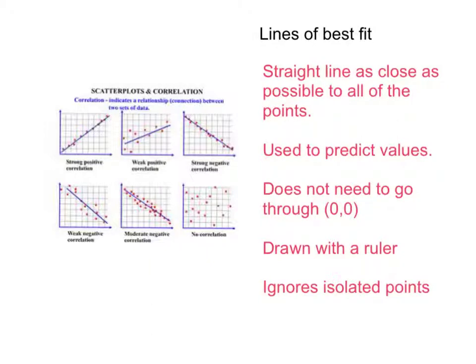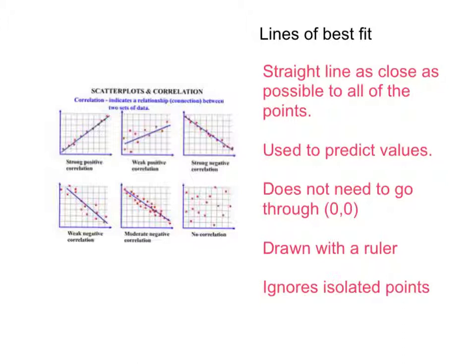We need to be able to draw lines of best fit on scatter graphs. The rules are straight line as close as possible to all of the points. So where possible, it will go through points with about the same number of points above and below the line. The point of the line of best fit is that we use it to predict values, and we'll talk about that in a minute.